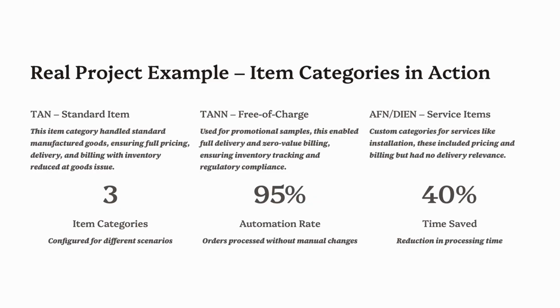Scenario: a customer orders 3 different item types. A sales order contains a physical product, a free replacement part, and a professional service. Here's how SAP processes them. 1. Standard product, TAN. When the user enters the material, SAP determines pricing is relevant, base price applies, delivery is relevant, schedule line created, an ATP check happens automatically, billing will be delivery-based, and the system plans stock and delivery instantly.